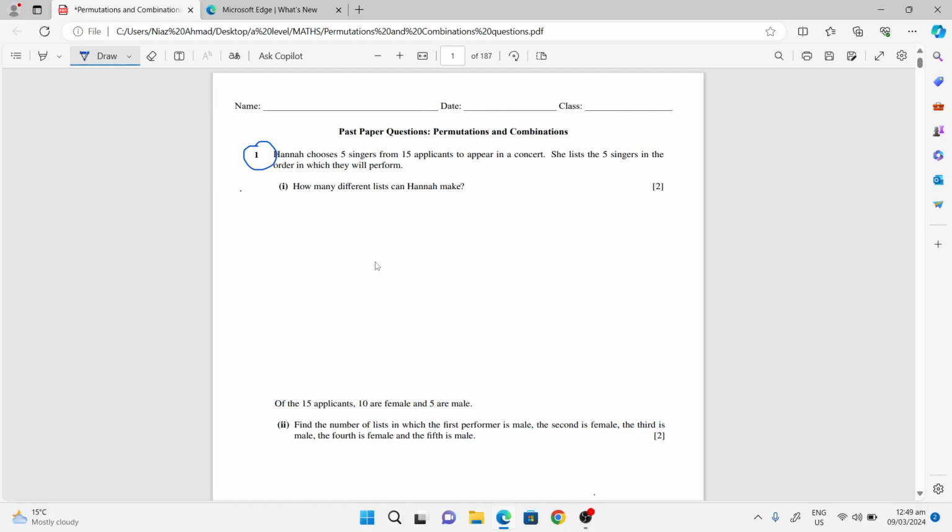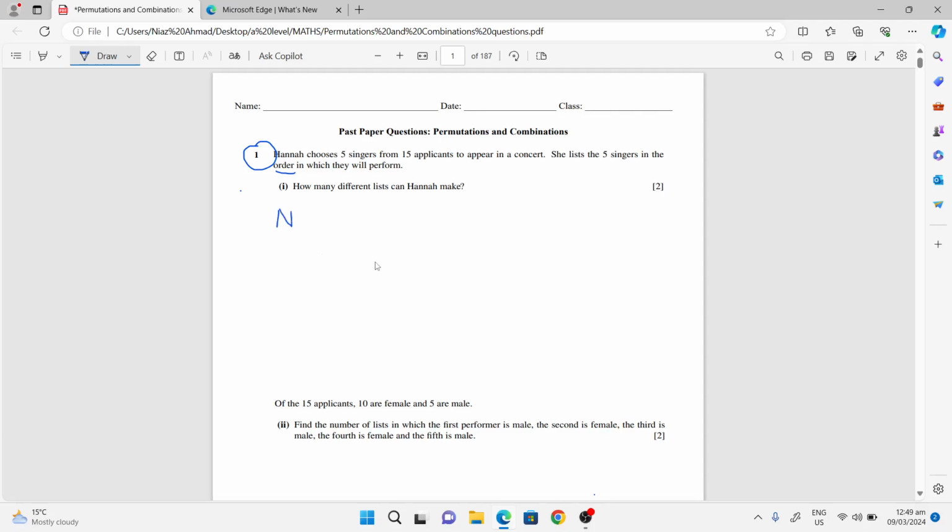Permutations and combinations. So let's start with the question. Hannah chooses 5 singers from 15 applicants to appear in a concert. She lists the 5 singers in order in which they will perform. How many different lists can Hannah make? So here order matters. So this could be the permutation.